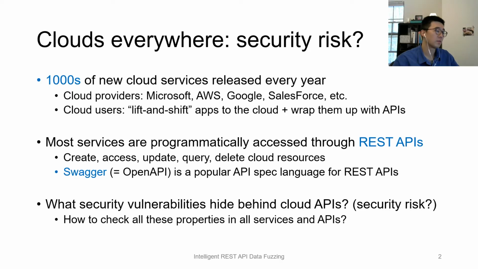Cloud services are everywhere today, with thousands of new servers being released every year. Most of these servers can be programmatically accessed via REST APIs, and through these APIs, clients can create, access, update, or delete the cloud resources. And one important concern is what security vulnerabilities are there behind these APIs, and more specifically, how to check and find this effectively.